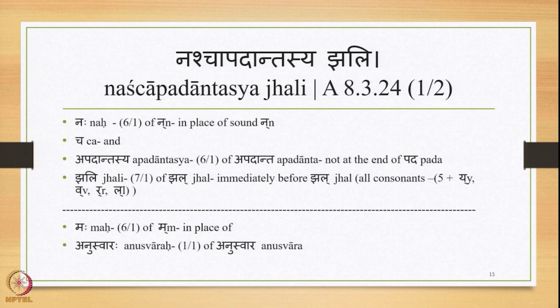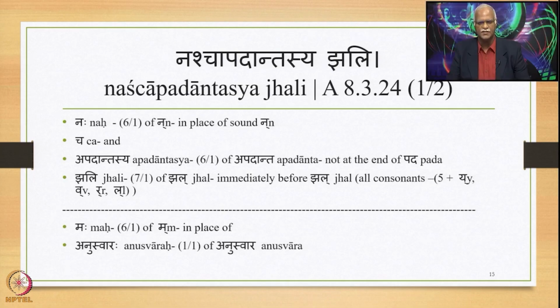Now let us look at the second explanation of anuswara, which is given by this sutra, Nascha Padantasya Jhali. The key word in this particular sutra is apadantasya. In the previous sutra, it was padasya or padantasya which played a key role. Now in this sutra, the sounds na and ma, which appear not at the end of a pada, also get substituted by an anuswara, provided that they come immediately before jhal.